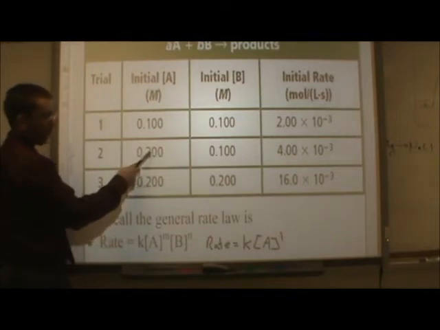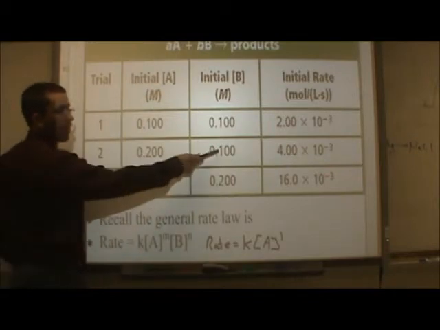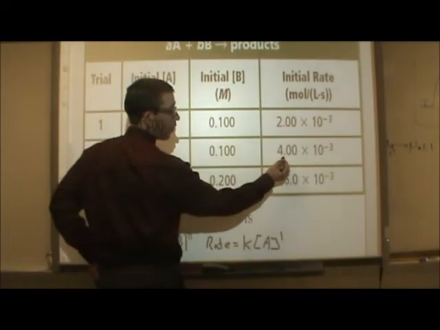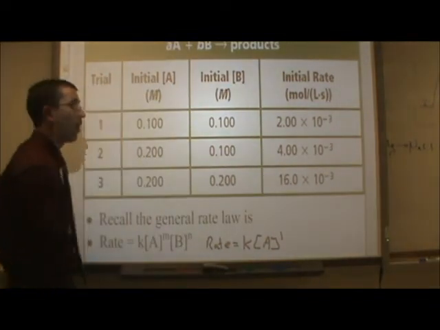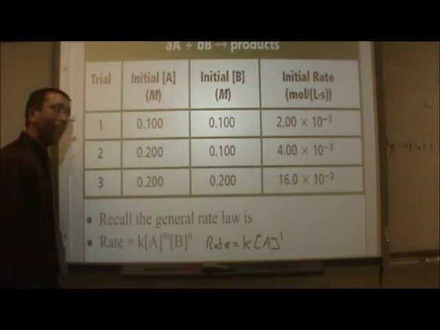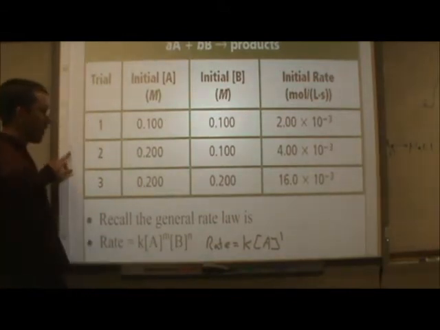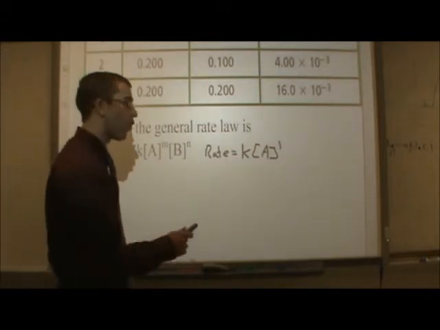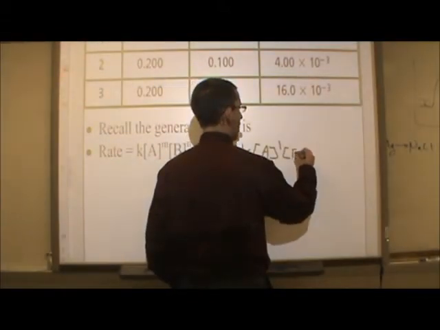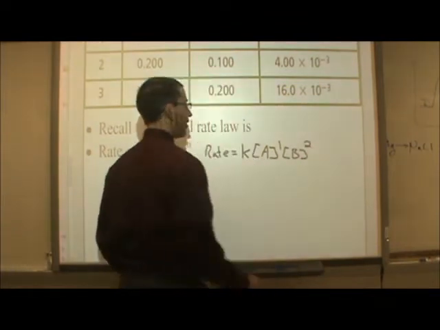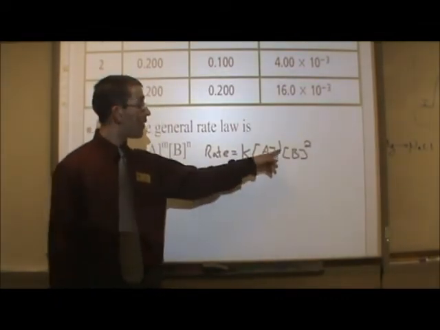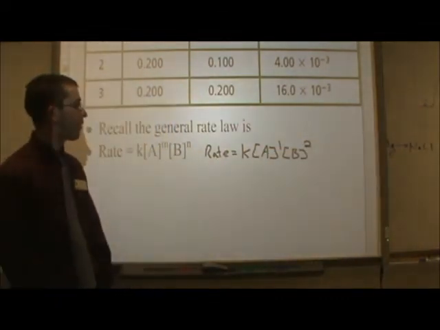Let's look at the other one. So now we'll compare 2 to 3. This one says 2.0, so these stay the same. This now doubles, so now we have the doubling of B. So I'm going to compare going from 4.0 to 16.0. What happens there? Well, that quadruples. It goes 4 times faster. So if one goes 4 times faster, we call that a second order reaction. So we're going to put B to the second. So now I've written out my equations with the order for both of those.